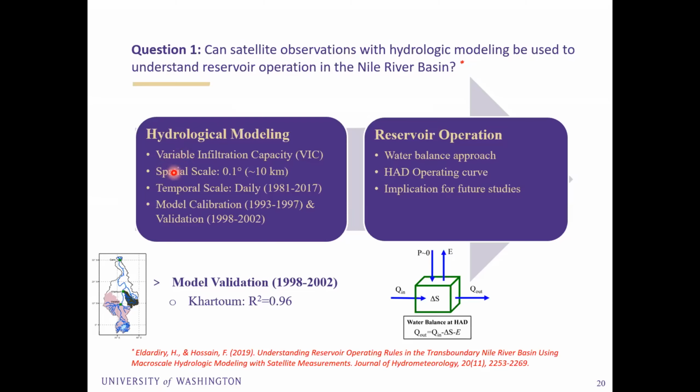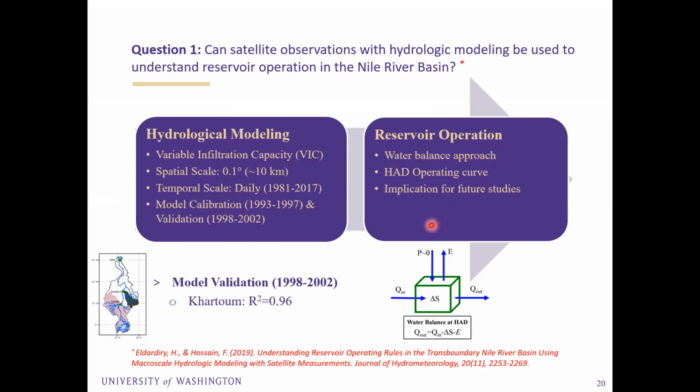I ran the model at a spatial scale of 0.1 degree. The temporal scale is daily for 37 years, from 1981 to 2017. And we did the calibration and validation for 5 years. So here's an example of the validation, for example, for Khartoum. I'll show it also in the next slide. But the second component is actually to derive the reservoir operation using a water balance approach, and I'll explain this later as well in the next slides.